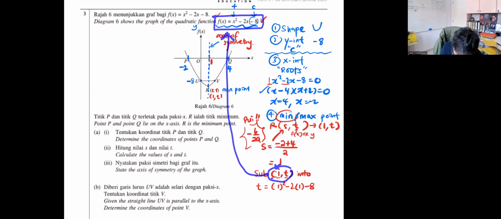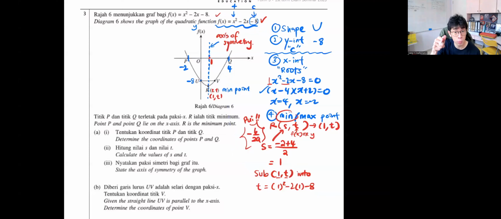So this is the x and t. You see the x I replace inside, and this is what I get. And the t is actually the f(x), the y, I put it over here already. This is what I'm trying to do. So t equals 1 squared minus 2 times 1 minus 8. Tell me what's the final answer. So 1 minus 2, and then minus 8. The answer will be minus 9. Therefore it's actually (1, -9). So that's my minimum or maximum point.